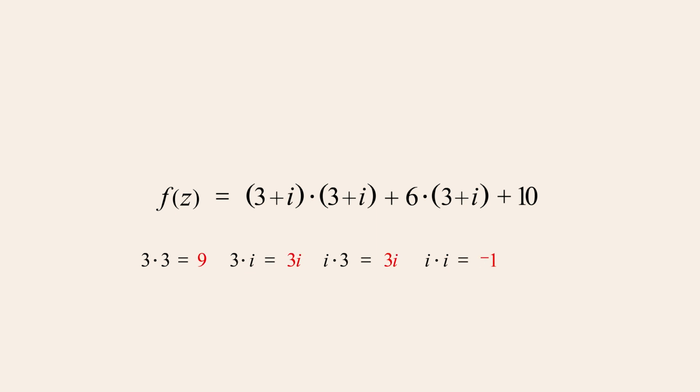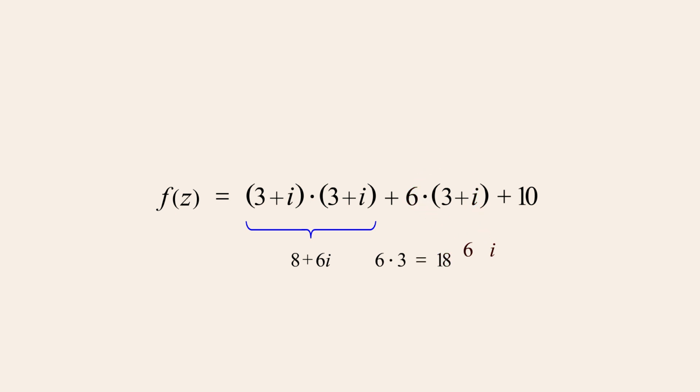Adding these results, 9 minus 1 is 8, and 3i plus 3i is 6i. Next, multiplying 6 times 3 plus i, we get 6 times 3, or 18, and 6 times i, or 6i. We now add these results, plus the remaining term of the quadratic function.